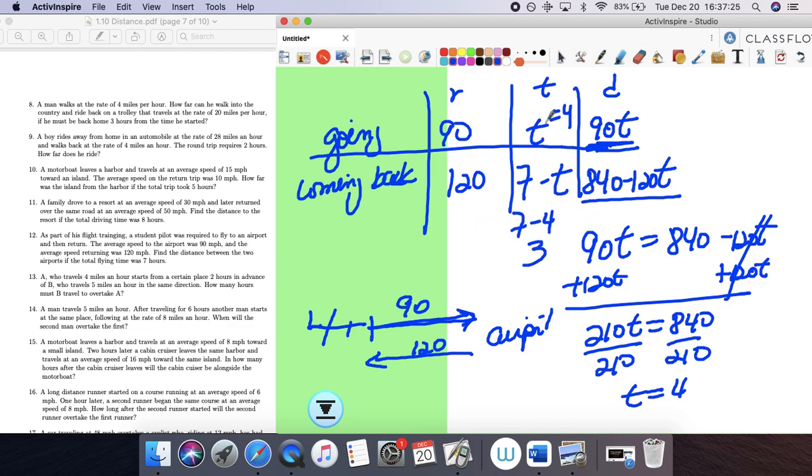Now I'm going to take that information and substitute here. The distance going was 90 times t. Now that I know t, 90 times 4 is 360. If you substitute 3 here and multiply by 120, you should also get 360, because going and coming back is the same distance. So let's just try it out: 840 minus 120 times 3.